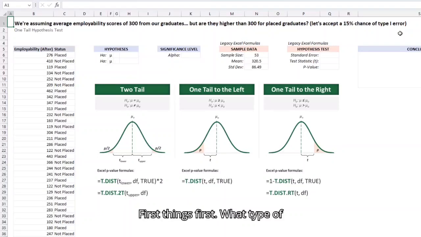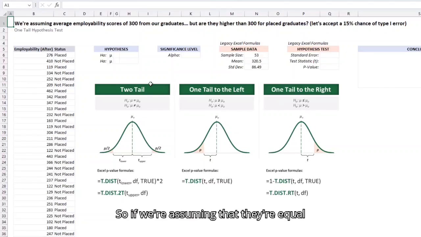Alright, so first things first, what type of hypothesis test are we doing here? We know it's not a two-tail test since we're using the word higher here. So is it a one-tailed test to the left or to the right? And the key in one-tailed tests is to look at the alternative hypothesis. So rejecting the null hypothesis here would imply that the population mean is in fact lower than our hypothesized mean.